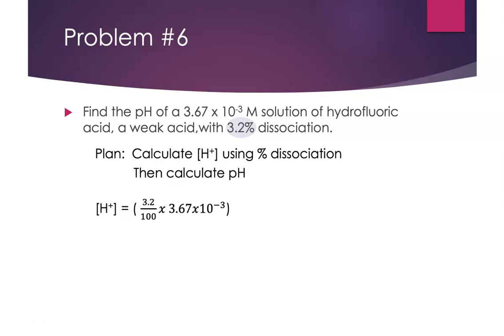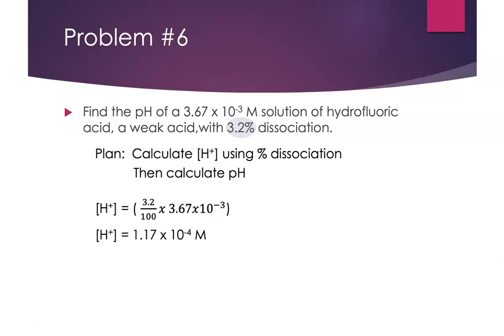So I need to take 3.2% of the original molarity I was given to find the H plus concentration in solution. And I get 1.17 times 10 to the minus 4th molar. Now, if you're really paying attention, you're like, wait a minute, that 3.2% only has 2 sig figs. Yep, you're right. And my final answer will only get to have 2 sig figs. I'm going to round for sig figs at the end of the calculation.